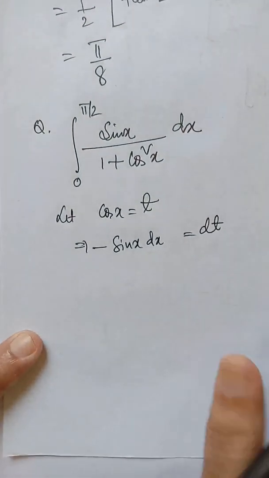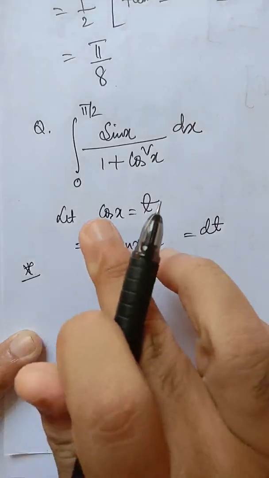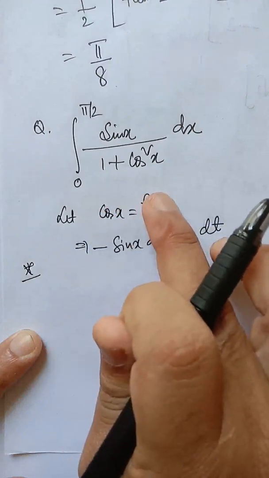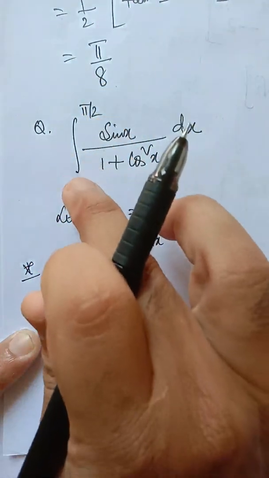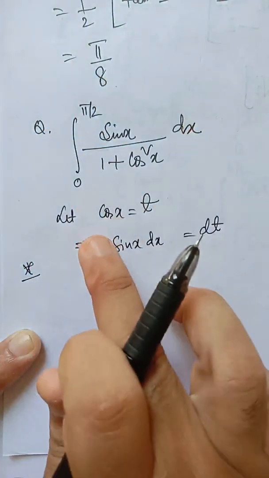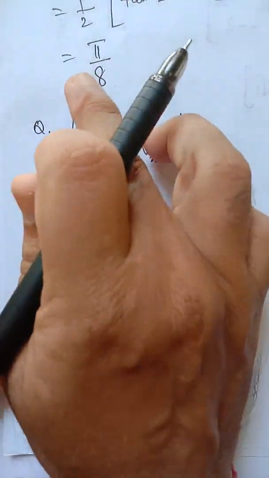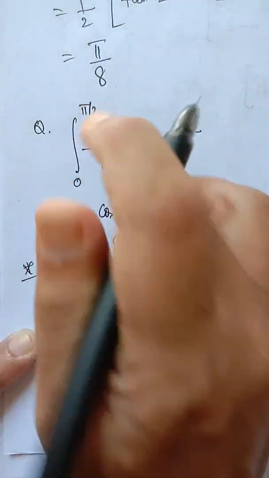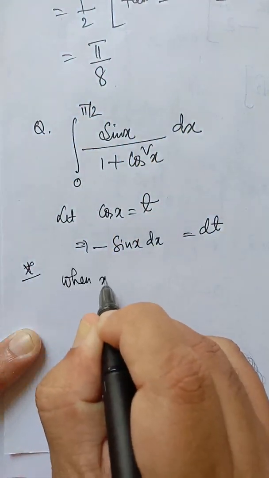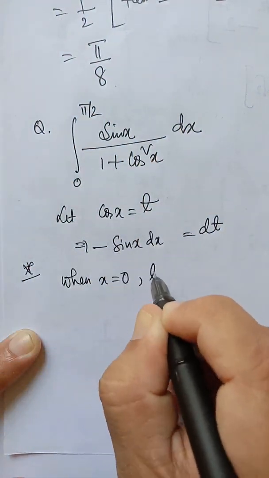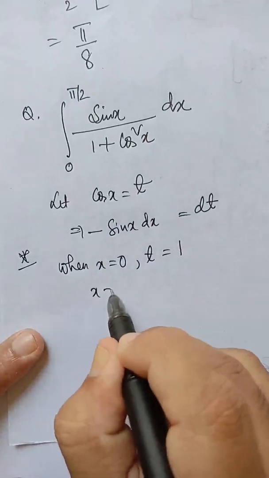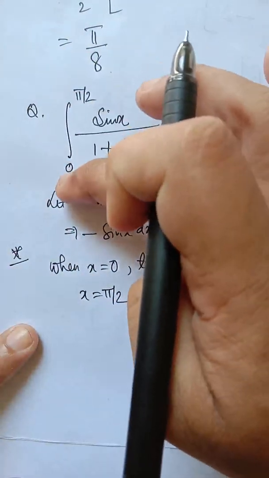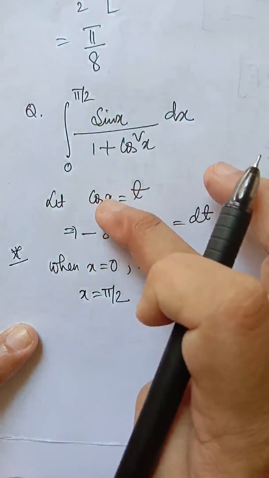Now you have to remember, here we have changed our variable from x to t. With that we have to change the limit also. This is the limit for the variable x, 0 to pi by 2. As we are changing our variable, we have to change the limit also. So when x equal to 0, cos of 0 is 1, so t equal to 1. When x equal to pi by 2, cos of pi by 2 is 0.